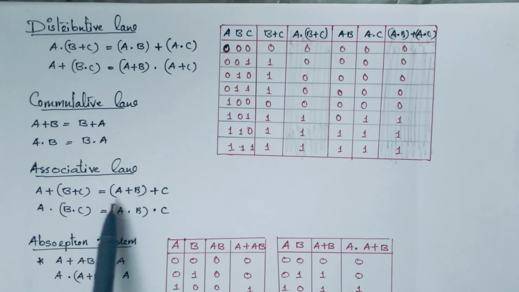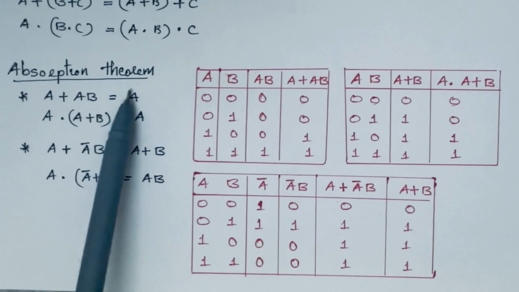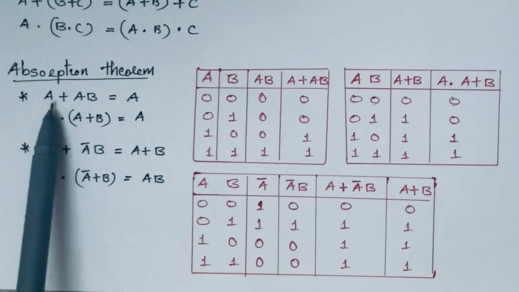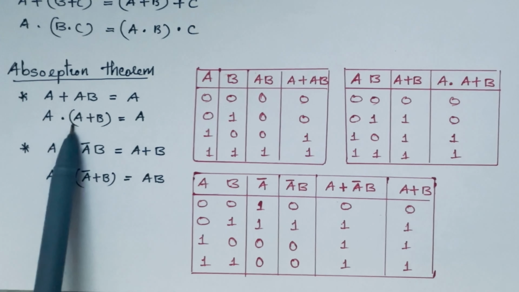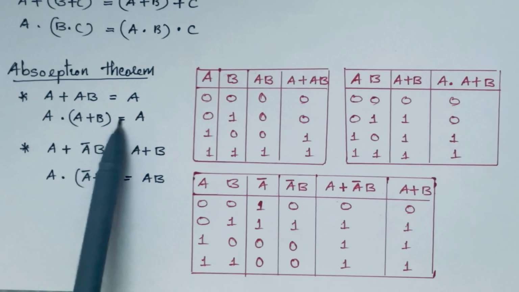Now we have an important theorem, the absorption theorem, which will be used for the simplification of Boolean functions very often. So in the absorption theorem, there are 2 theorems. In the first one, A plus AB is equal to A. And the dual of this is what? A dot (A plus B) is equal to A.